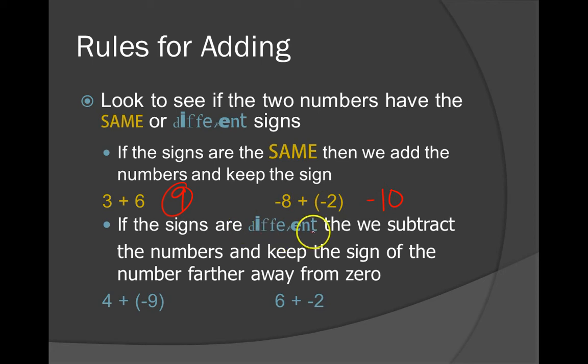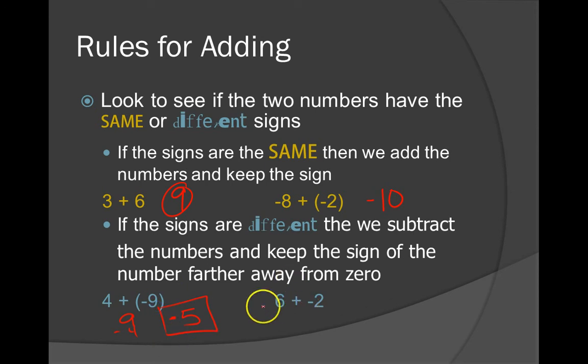If the signs are different, then we subtract the numbers and keep the sign of the number farther away from 0. So here we have 4 plus negative 9. This number is positive, this number is negative. So we subtract the numbers, 9 minus 4, that's 5. And we figure out which number is farther away from 0. In this case, negative 9 is farther away from 0 than positive 4. So we keep that sign.